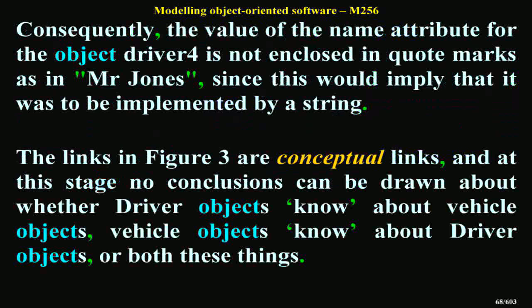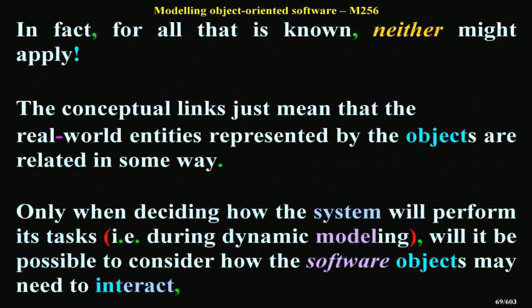The links in Figure 3 are conceptual links, and at this stage no conclusions can be drawn about whether driver objects know about vehicle objects, vehicle objects know about driver objects, or both these things. In fact, for all that is known, neither might apply. The conceptual links just mean that the real-world entities represented by the objects are related in some way. Only when deciding how the system will perform its tasks, i.e., during dynamic modeling, will it be possible to consider how the software objects may need to interact.